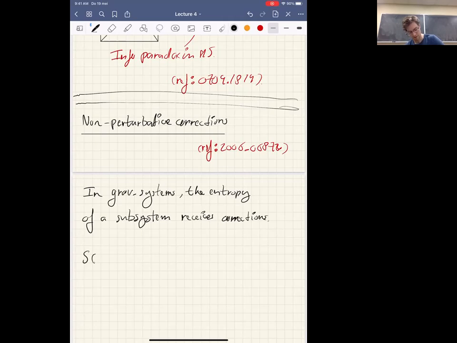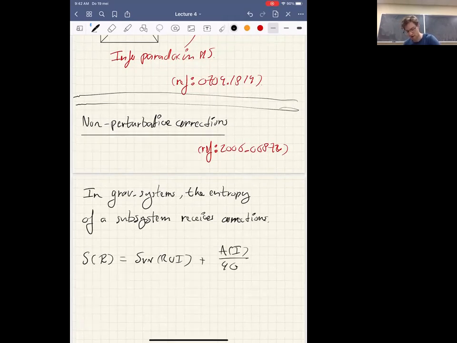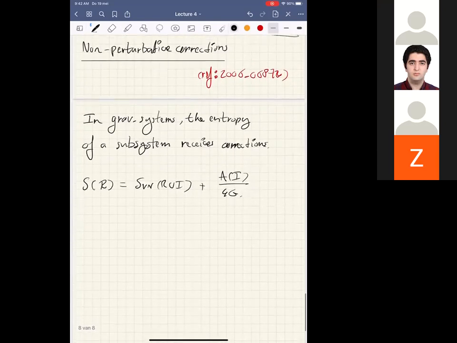So let's say that we have some subsystem R that is coupled to a gravitational system. It can be a black hole, it can be an inflationary type of setup. Previously we said we're just interested in computing the von Neumann entropy. But it turns out that this formula receives a correction, and that looks as follows. There's a Bekenstein-Hawking area type of term, where I will give you a picture of what I mean by this region R and the region I.